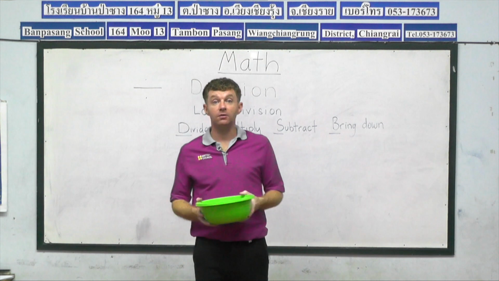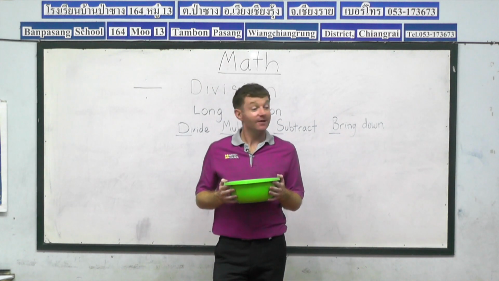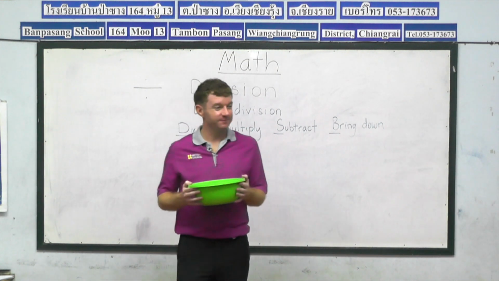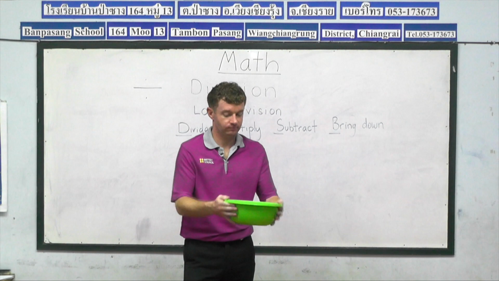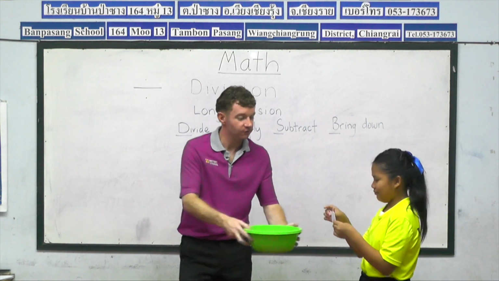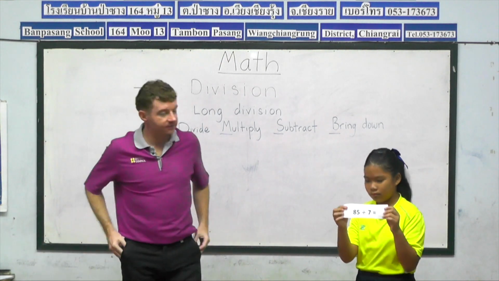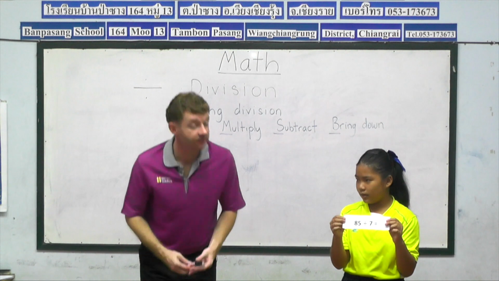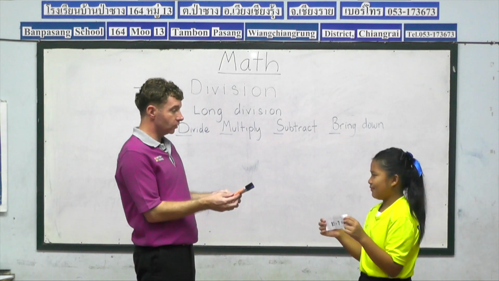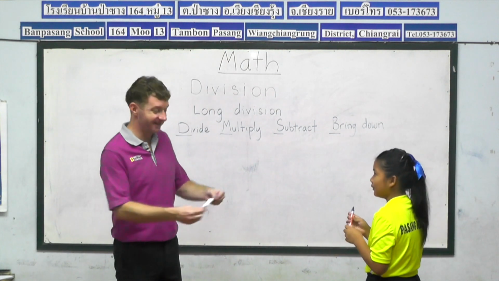So first of all, I have my problems. Now, I need my student. So Lakau, come and join me at the front of class, please. Lakau gets first pick today. Okay, show it to your friends. What do we have, guys? 85 divided by 7. So Lakau, what colour would you like? Blue. Everybody always chooses blue.